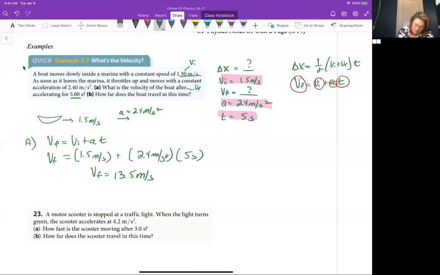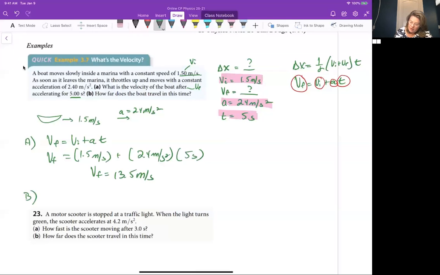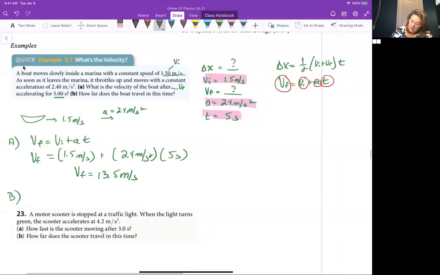Okay, that was A. B, how far did the boat travel in that time? Well, if I know the final velocity, now I can use the fact that the change in displacement, the distance it traveled in the x direction during that time frame, is equal to its average velocity times time. So let's use that equation. Delta x is equal to V final plus V initial, that value divided by 2, that's the definition of average, times time.